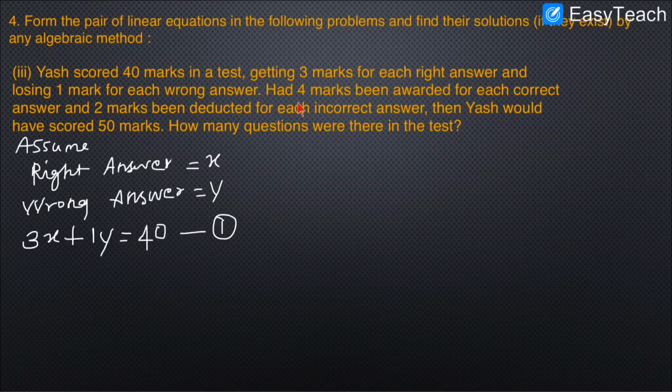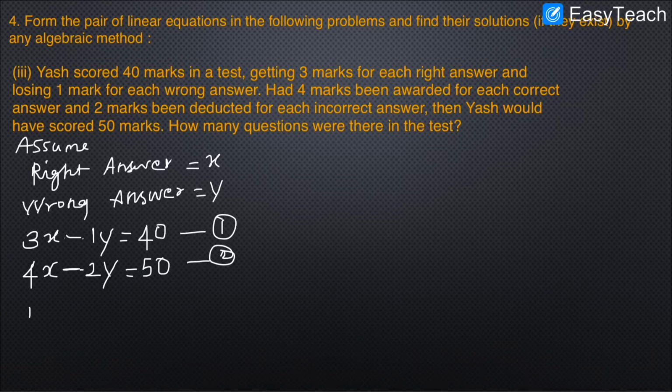So look at the second scenario. Had 4 marks been awarded for each correct answer, which means 4 into x, plus 2 marks been deducted for each incorrect answer. Actually here the mark is reducing, right? So we are going to subtract from the total marks. So here we have 4x minus 2y equals 50 marks.